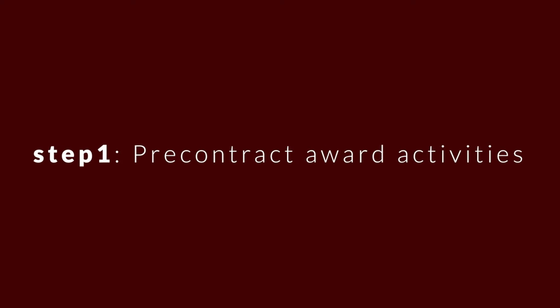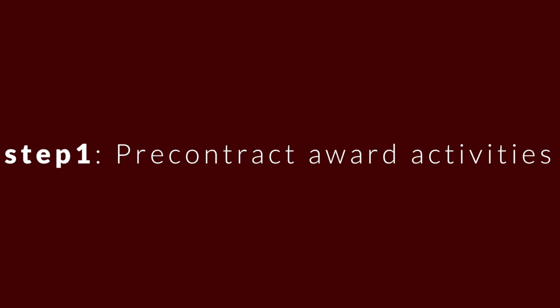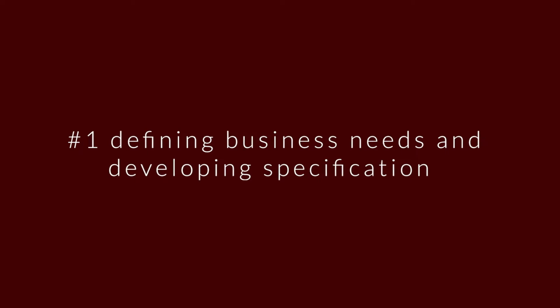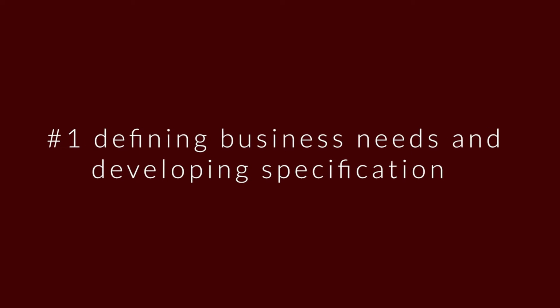Number one, the pre-contract award activities. These are the first 8 stages, the first 8 steps in the comprehensive procurement cycle, the one given by CIPS, the 13 steps that we just talked about. So what do you want and how do you want it delivered? That's the thing. Number one, defining business needs and developing specification.